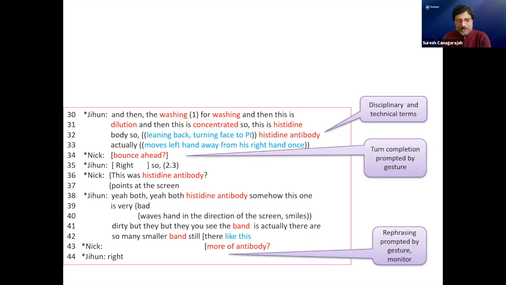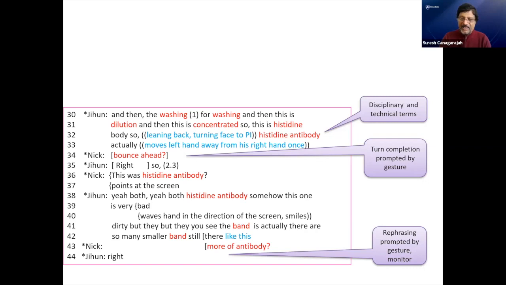Jihoon is actually using non-technical words to convey his point here. He uses words like bad, dirty, then he smiles in line 40 because he's not feeling confident that these words really convey what he wants to say. Finally, he gives up, and in line 42, he says like this and points to the screen, and Nick supplies the community repertoire, antibody. So we can see that in some cases, the community repertoires are more important than the words from the speech community of English, like dirty, bad, etc. They do work together to supply those words.